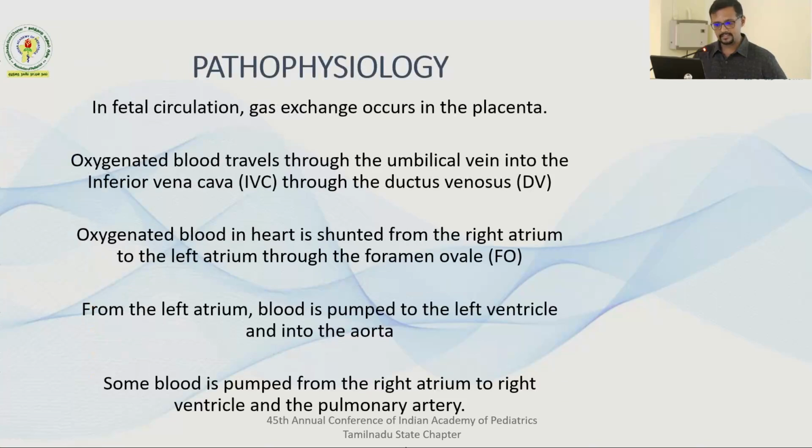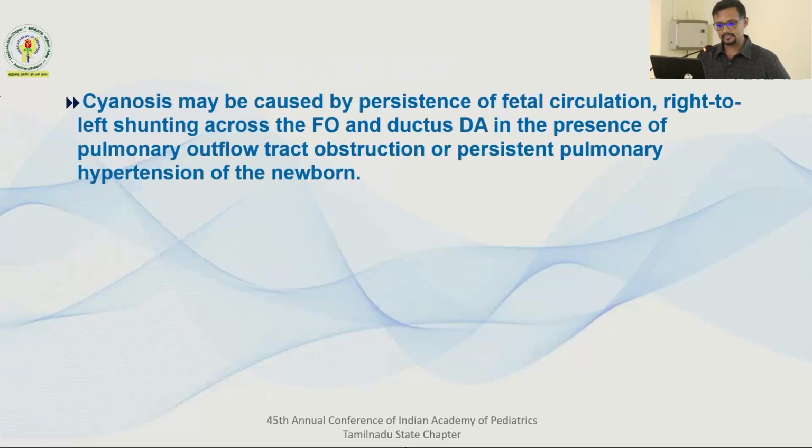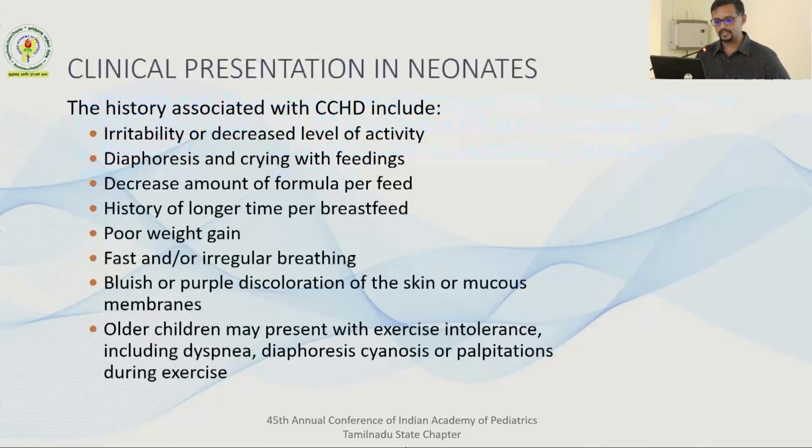In fetal circulation, we know that the gas exchange occurs in the placenta. The oxygenated blood travels through the umbilical vein into the IVC through the ductus venosus, and from there a certain amount of blood shunts through the foramen ovale, and then certain blood goes from the left atrium into the left ventricle into the aorta. So, this is how it is, and cyanosis is basically caused by persistence of fetal circulation, right to left shunting across the foramen ovale and ductus arteriosus in the presence of an outflow tract obstruction at the pulmonary level, or it can be due to a persistent pulmonary artery hypertension in the neonate.